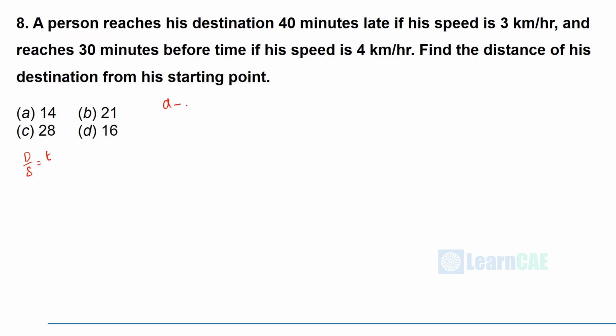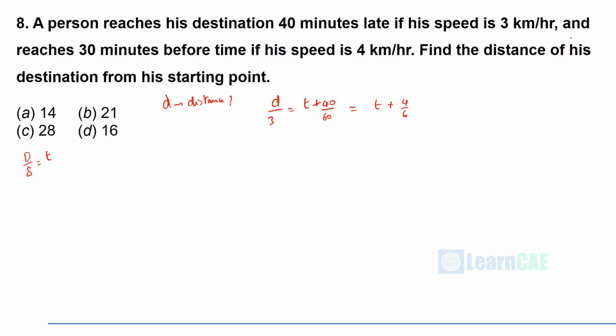So let D be the distance, which is the unknown, which we have to find out. The distance covered, D by speed, that is 3 km per hour, is equal to time taken plus 40 minutes, because he is 40 minutes late. It means he is taking an extra 40 minutes, so we have to mention T plus 40. Please note that we are specifying all the values in kilometers per hour, so we shall change this also to hour units. So this will be hour. This is equal to T plus 4 by 6.